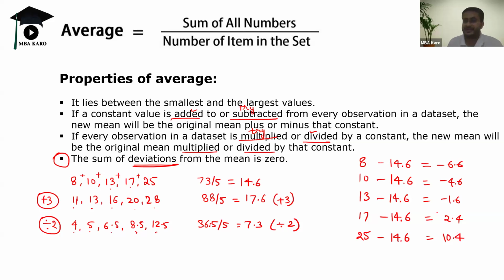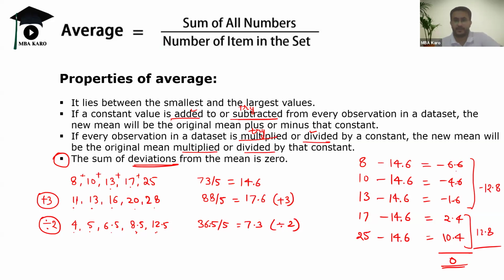Add the positive values together, like this is 12.8: 66, 16, and 46. 46 plus 16 is 62, plus 66 is 128. Minus 12.8. Okay, so we see that the net total is 0. So this is the property of averages.